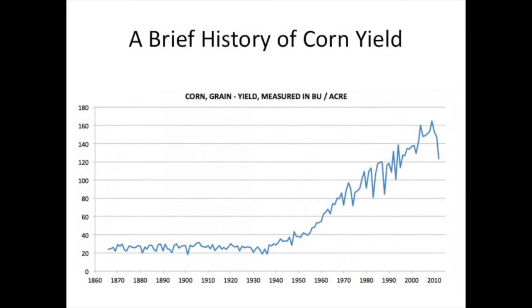Here is the graph from the Washington Post article. It is corn yields. This happens to be U.S. corn yield. The source of this is the U.S. Department of Agriculture. So this would be the national corn yield in the United States. I want to point out two things on this graph.